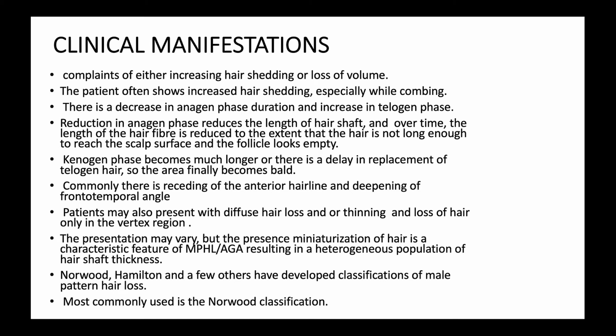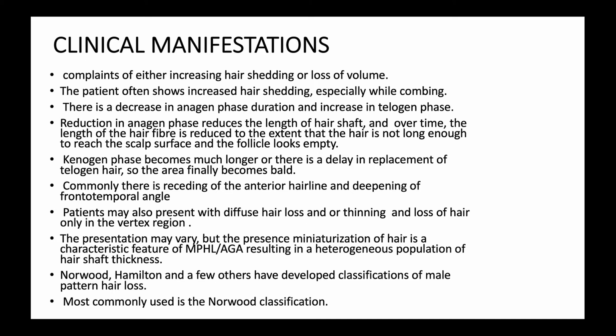Now we come to the clinical manifestation. The complaints are either increasing hair shedding or loss of volume. The patient often shows increased hair shedding, especially while combing. There is a decrease in anagen phase duration and increase in telogen phase, meaning the shedding phase increases and the growth phase decreases. And the most common complaint when the patient comes to you is that he tells you my volume has reduced, my scalp has got thinned out, or he says there is a constant increase of hair loss which I am noticing for the last few months.